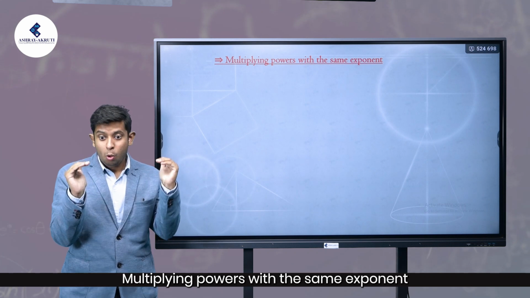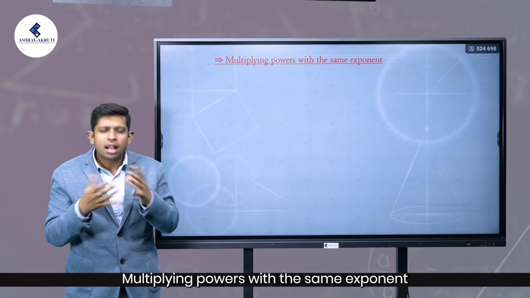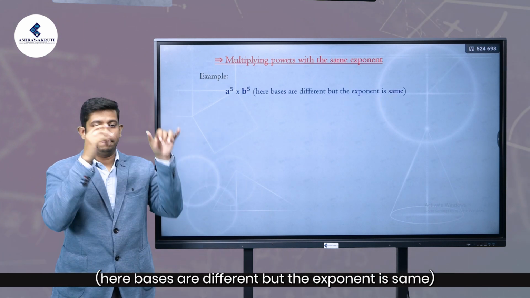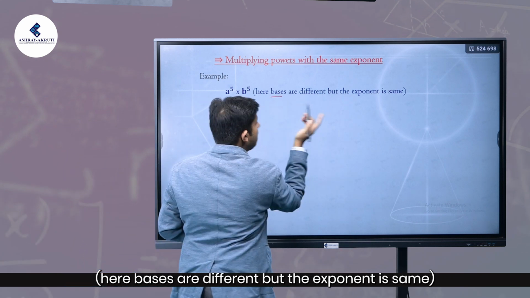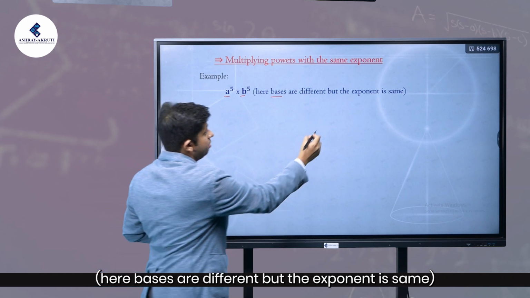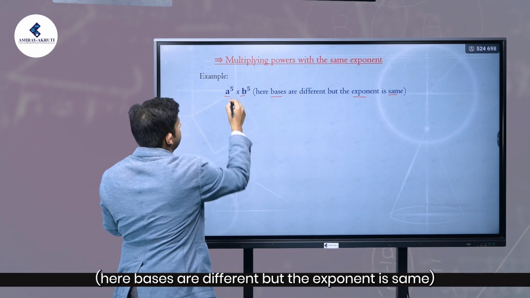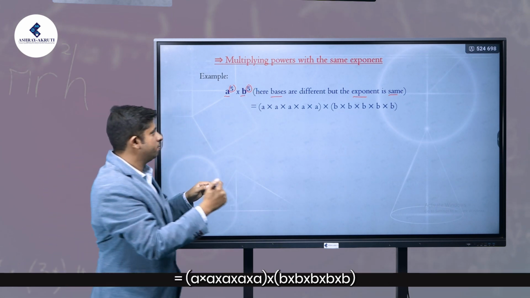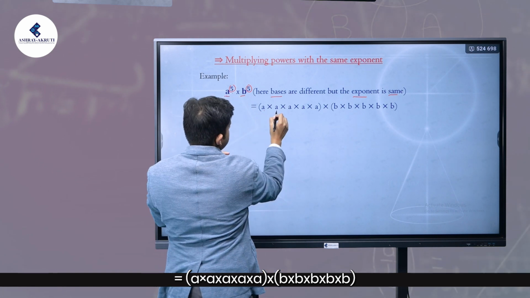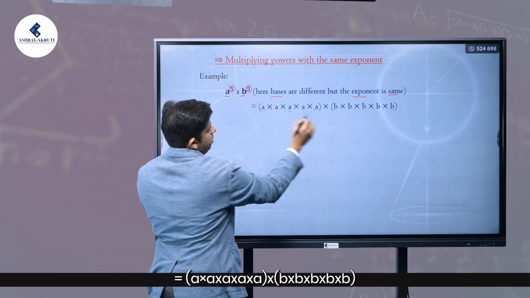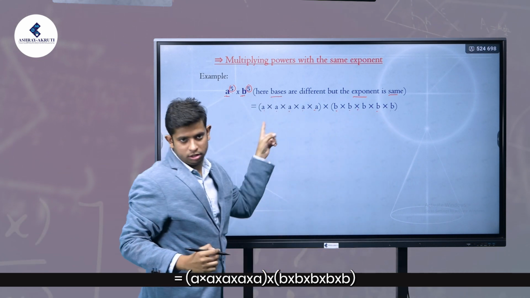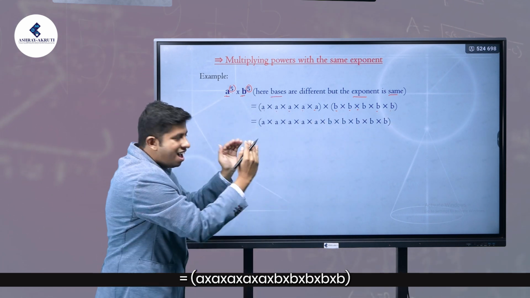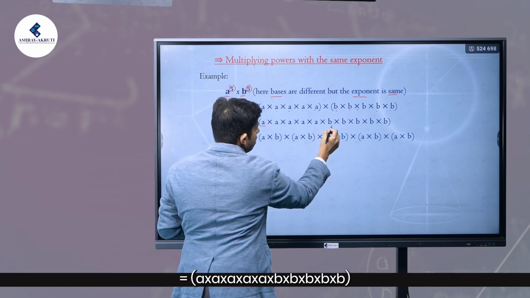Multiplying powers with the same exponent. Consider an example: a to the power of 5 into b to the power of 5. Here the bases are different, but the exponent is same. This equals a into a into a into a into a into b into b into b into b into b.